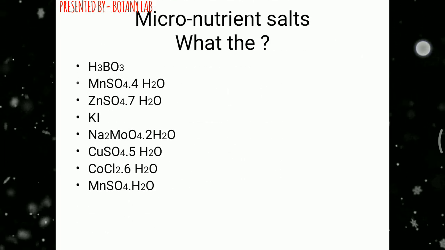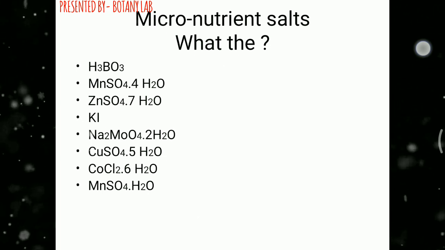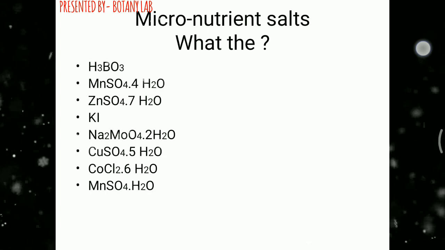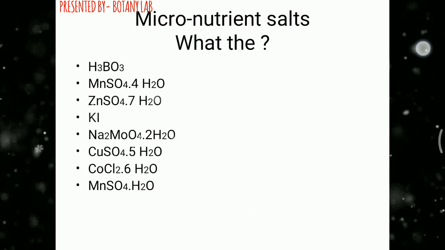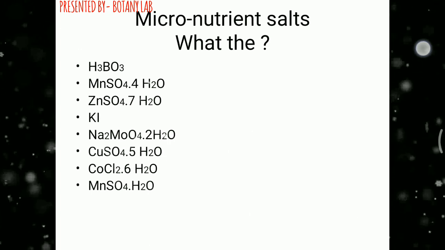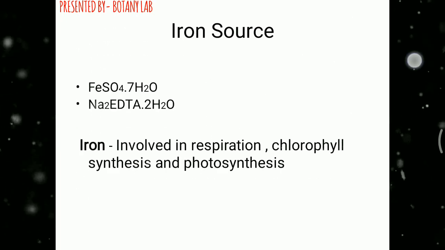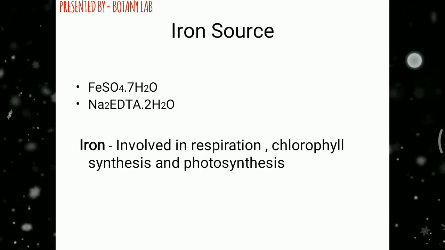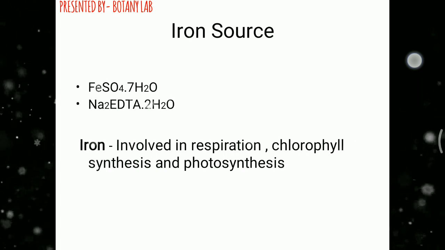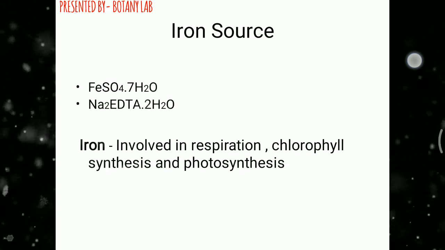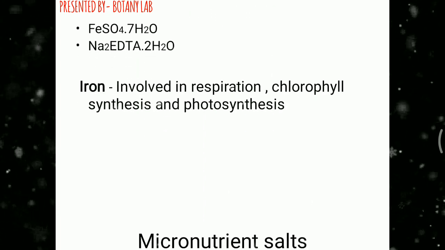And the micronutrient salts, what are the micronutrient salts? Hydrogen bromide, manganese sulfate 4H2O, zinc sulfate 7H2O, potassium iodide, sodium molybdate 2H2O, copper sulfate 5H2O, cobalt chloride 6H2O, manganese sulfate H2O. And now what are the iron sources? Iron sources are ferrous sulfate 7H2O and sodium EDTA 2H2O. Iron is involved in respiration, chlorophyll synthesis, and photosynthesis.